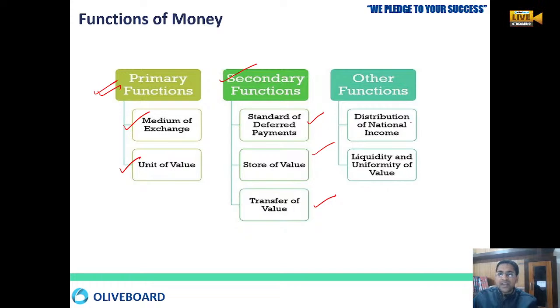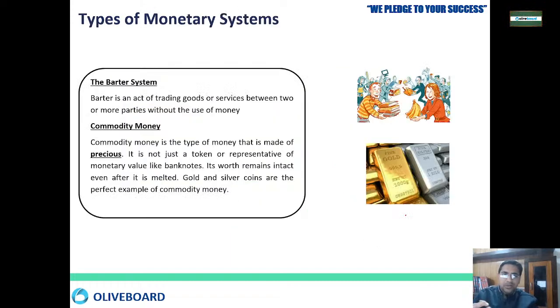Then other functions like distribution of national income. If you wanted to check what our national income is, you can find out how much money is circulating throughout the country. Then liquidity and uniformity of value is there. तो 200 rupees का मतलब होता है 200 rupees, 100 rupees का मतलब होता है 100 rupees. Okay, that is the intrinsic value.